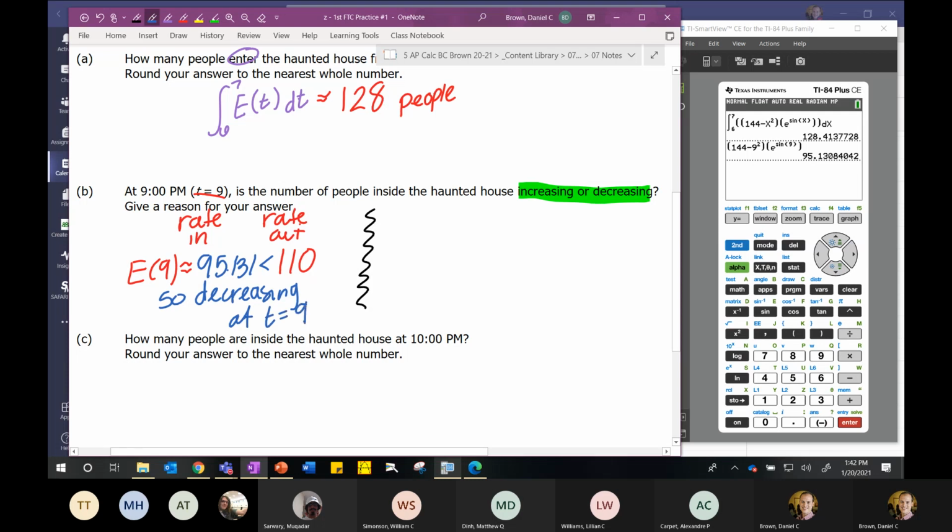You would want to be clear, if you're showing your work for this one, that you were finding E of 9 and comparing it to the 110. The other way to do that problem, I don't think it's the intuitive one, is to compare the net rate to 0, where that net rate would be the rate of people entering minus the rate of people leaving, which in this case is less than 0, so it would still be the same reason. To me, I just think it's a lot more intuitive to compare the rate in and rate out instead of this net rate. We often don't think of the real world as a net rate kind of situation. Questions on part B?